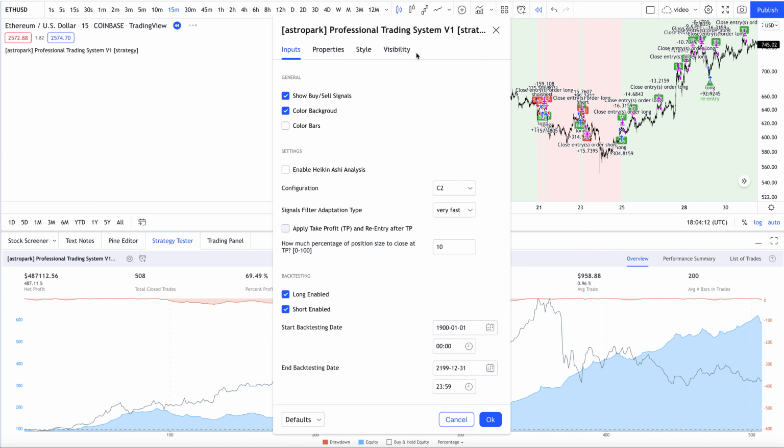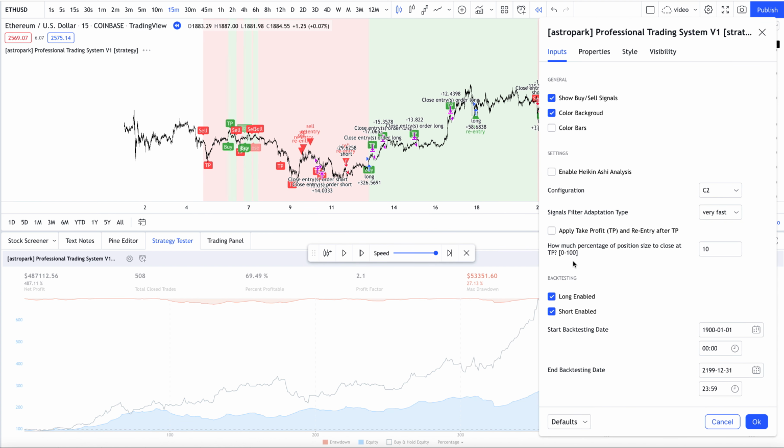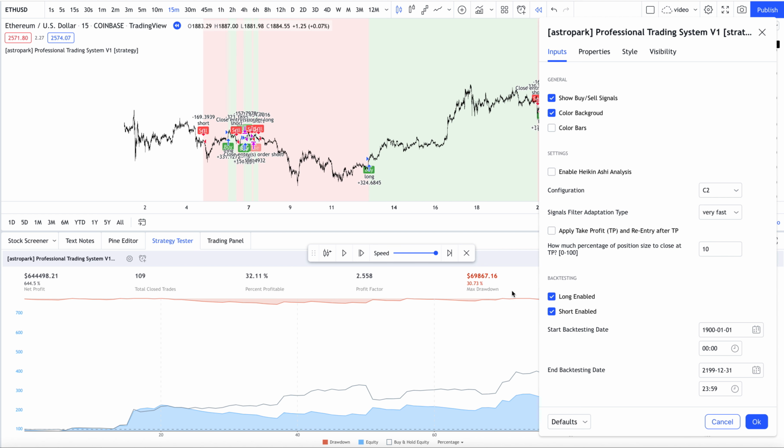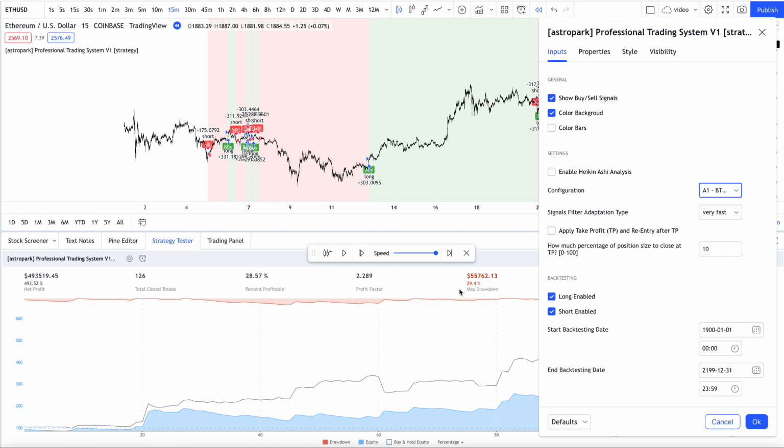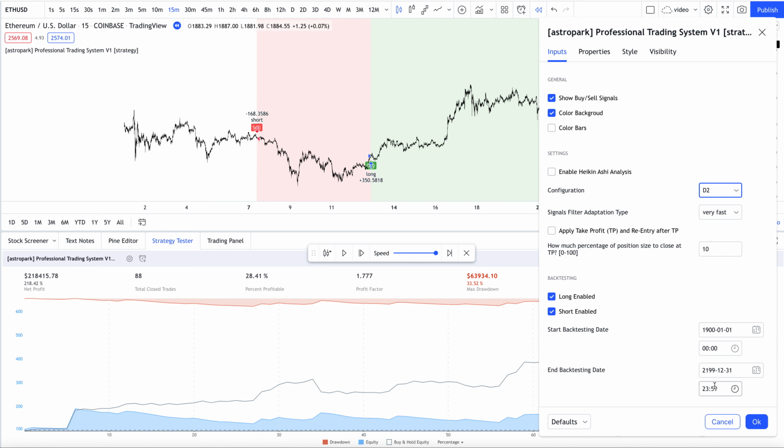But what if we remove this also? Just to check. Would be even better, but more risky. Let's see, A1. Same risky, more profit. The D2, for example. Yeah, good, but meh, not so great.